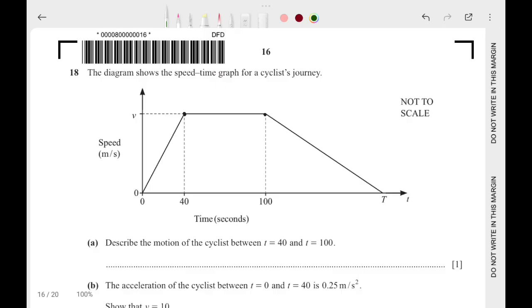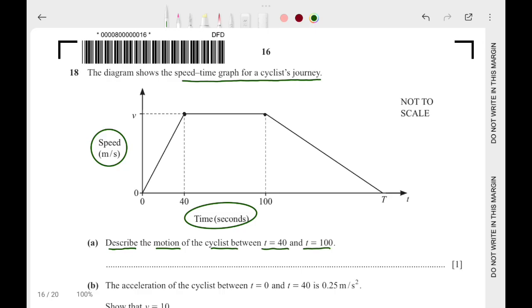Question number 18. The diagram shows the speed-time graph of a cyclist's journey. Along the y-axis speed is given in meters per second, and along the x-axis time is given in seconds. Describe the motion of the cyclist between t equals 40 and t equals 100. We can easily see that the motion is constant here, so we can write constant speed.